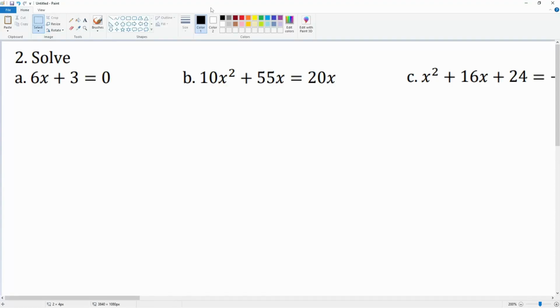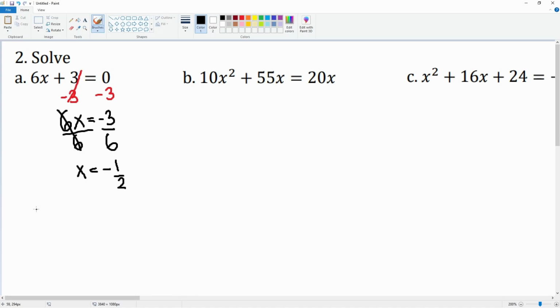Number 2 here, we're asked to solve. There are multiple ways to do this, but remember, this is already linear. It already has a degree 1. So we could solve it like normal. Minus 3 to both sides. This cancels, leaving you with 6x is equal to negative 3. Divide by 6 to both sides. This cancels, leaving you with x is equal to negative 1/2. Okay, that works.